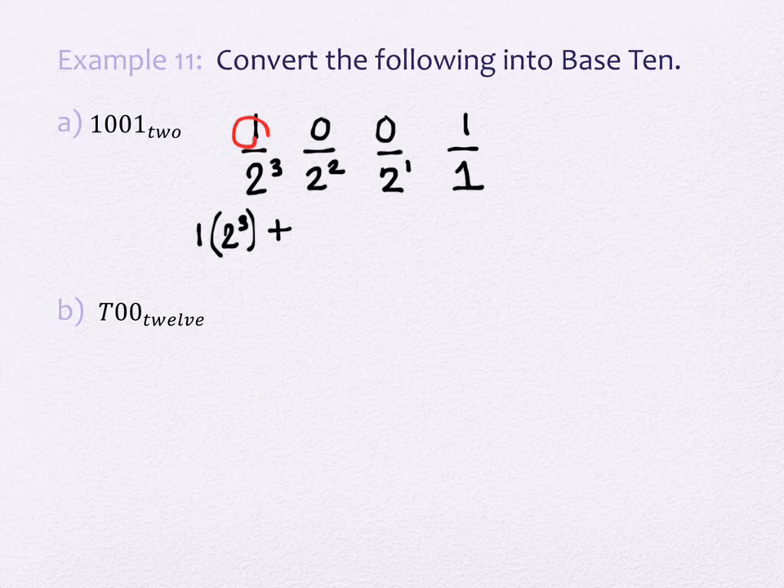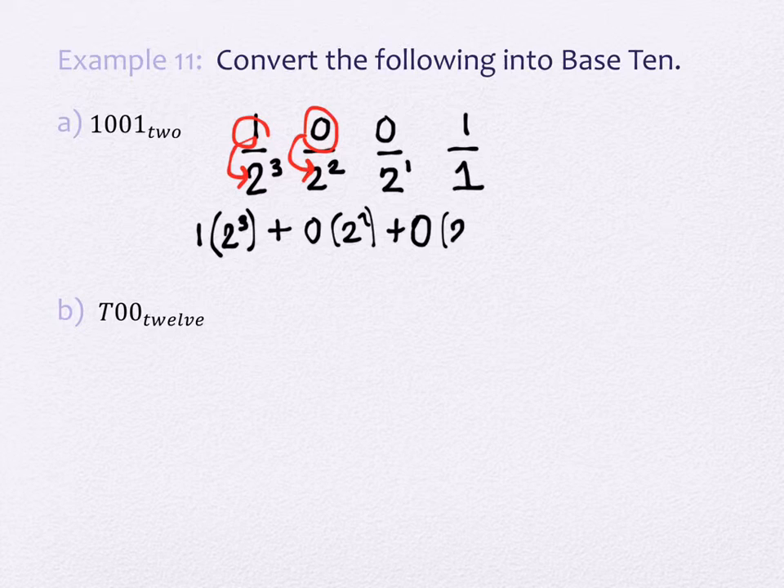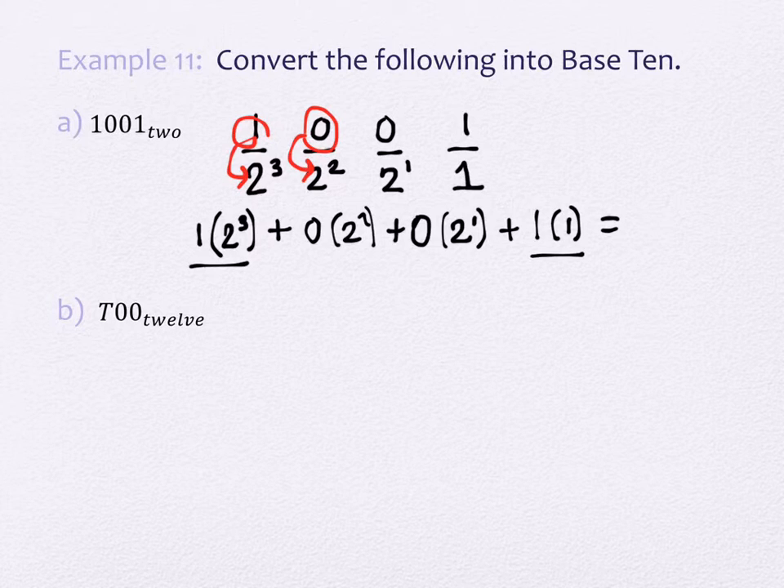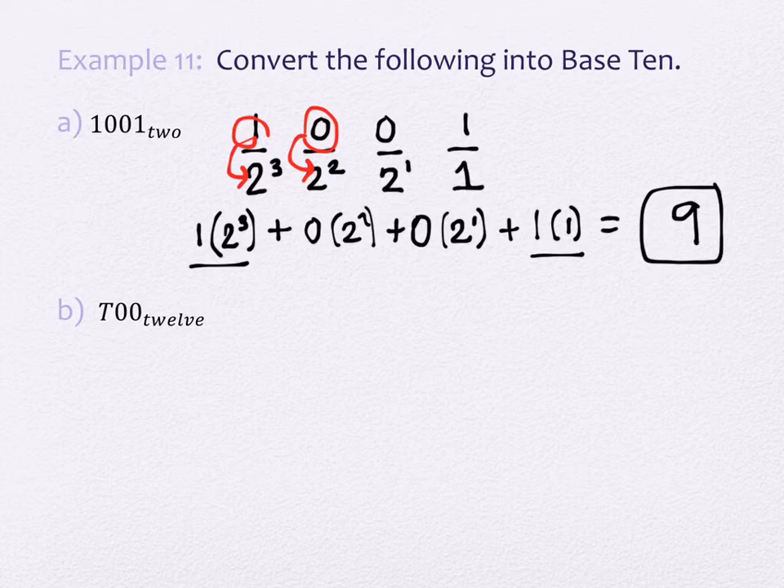So we do 1 times 2 cubed. We're going to do 0 times 2 squared, and we're going to keep going all the way. Plus 0 times 2 to the first, plus 1 times 1 at the end. Lots of zeros in this one, so we don't have to worry so much about those. But what is 2 cubed? It's 8. So we have 8 times the 1 at the beginning, that's 8. And then we have this one here at the end. This is the fancy way of writing the number 9.